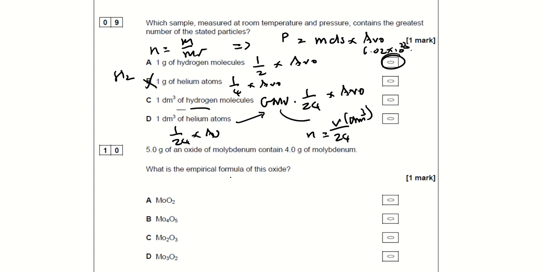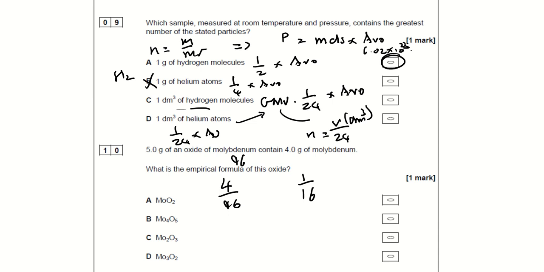The answer is A. Right, next one: 5 grams of an oxide of molybdenum contains that amount of molybdenum. What's the empirical formula? First, we go to our periodic table and find molybdenum, which is 90, with an atomic mass of 96. So the amount of that in there is 4 divided by 96, and the amount of oxygen in there is 1, so 5 minus 1, divided by 16.